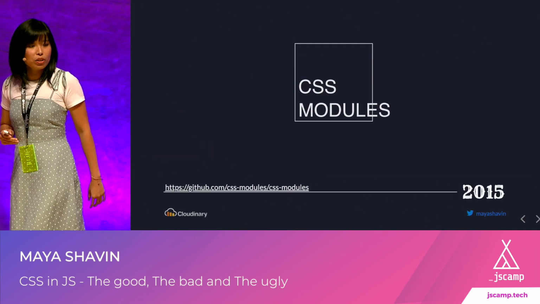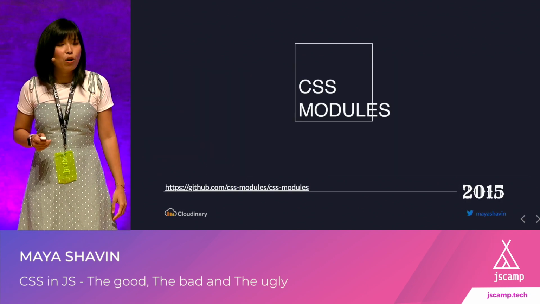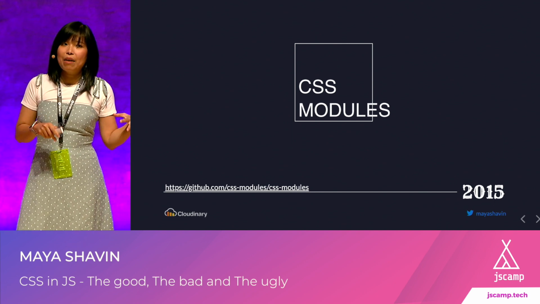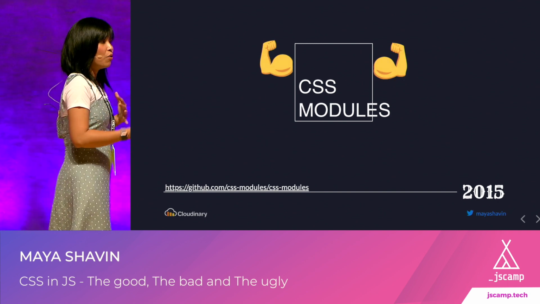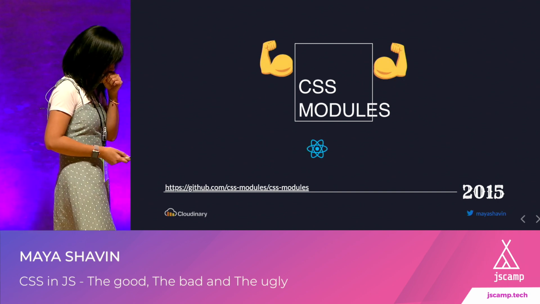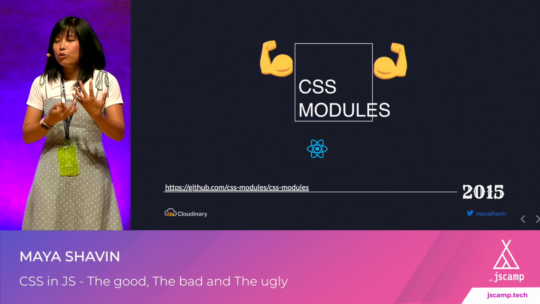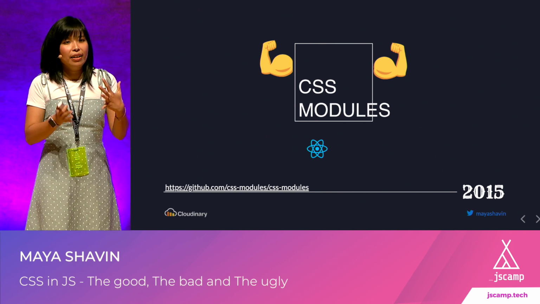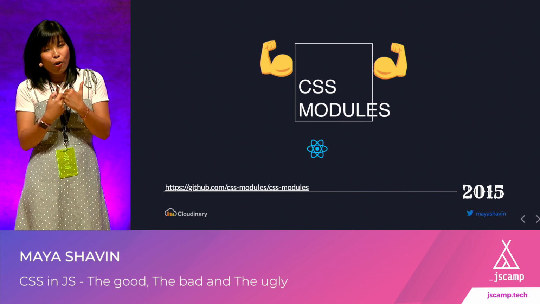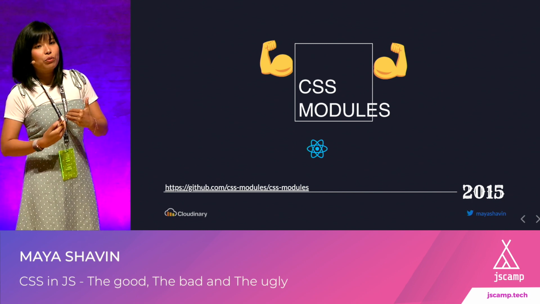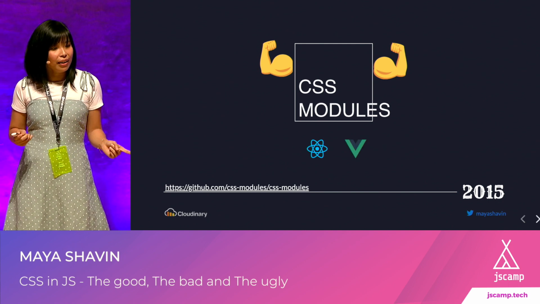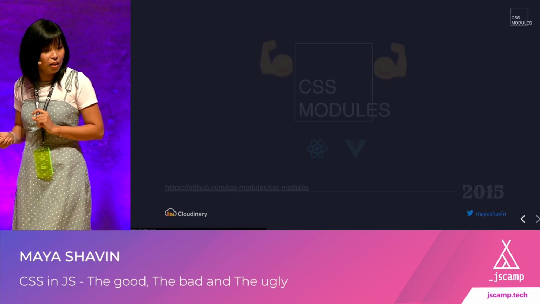So the first thing we will talk about is CSS modules. It's more like a concept than a library. What it does is allow the user to write CSS as is and import it as an object inside a JavaScript file. And it's implemented by default in React now and also in Vue, which is good.